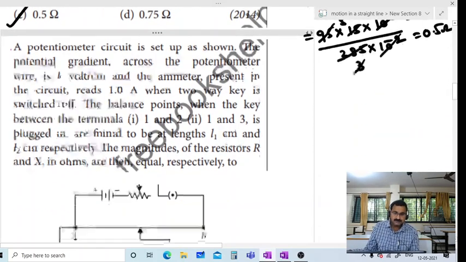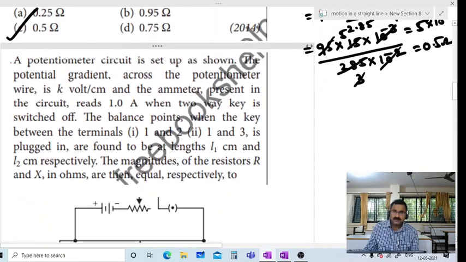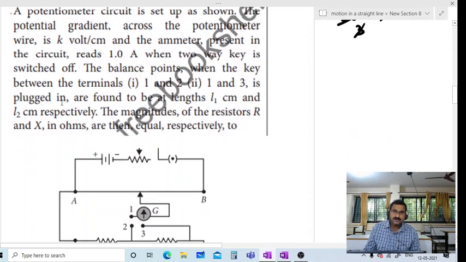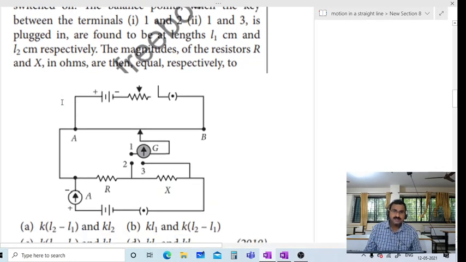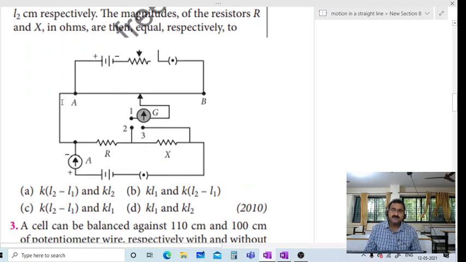In this question also same thing only. See that one, 2010 question, how much length they have given. A potentiometer circuit is set up as shown in the figure. Potential gradient across the potentiometer wire is k volt per centimeter. The ammeter present in the circuit reads 1 ampere when the two-way key is switched off. The balance points when the key between the terminals 1 and 2, 1 and 3 is plugged in are found at lengths L1 centimeter and L2 centimeter respectively. The magnitudes of the resistors R and X in ohms are then equal respectively to what? This much they have given there.